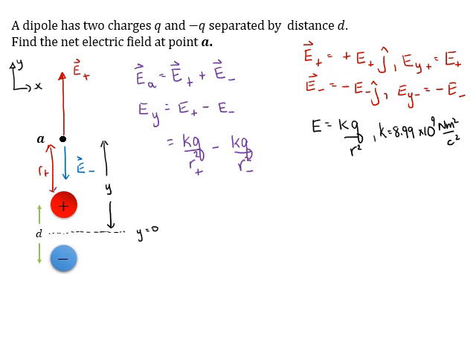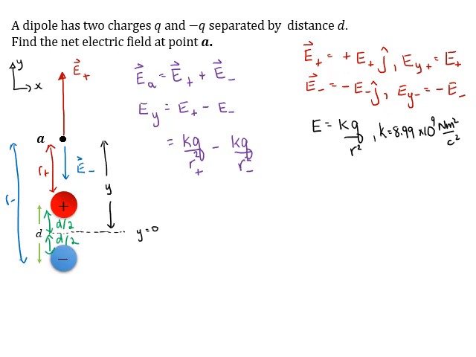Let's get R minus on our diagram. That's the distance between our negative charge and point A. So this is R minus. We'd like to find our electric field at point A, which is some distance y from the midpoint. So let's think about how we are going to relate R plus and R minus and this y value. Well, it seems to be related to the distance between the two charges. The distance between the charges is d. We took our origin at the midpoint. So from the positive to the middle is d over 2. And from the negative to the middle is d over 2.